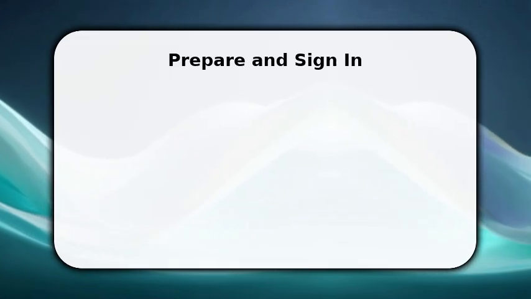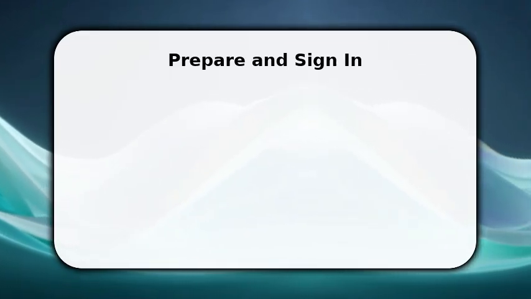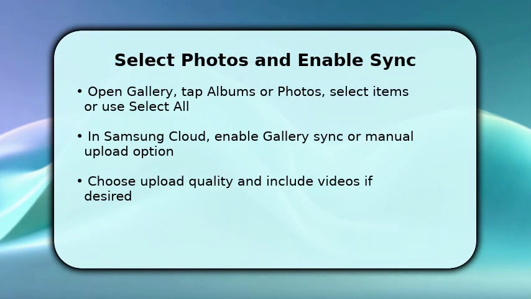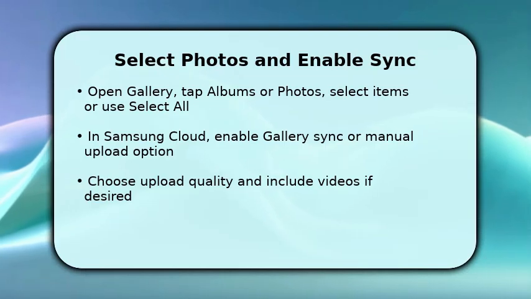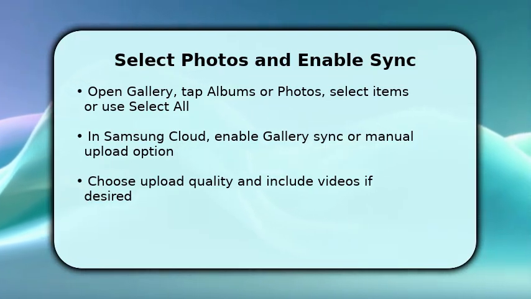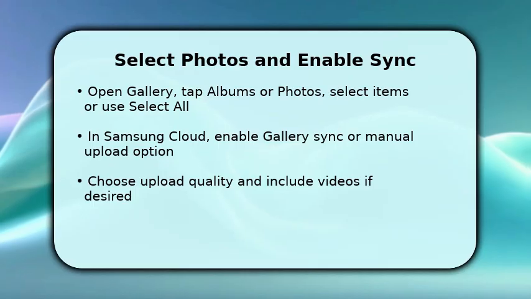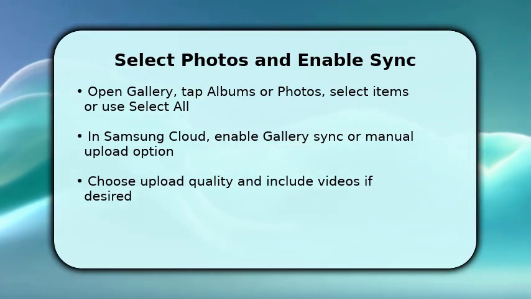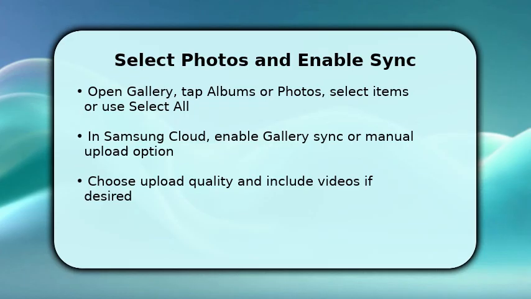Now that you're inside Samsung Cloud, move to selecting which photos to upload and enabling sync options. Once in the gallery, tap the album or view you want and use Select to pick individual images or select all for a full backup. This gives you control over what goes up. Then return to Samsung Cloud and enable Gallery Sync. If you prefer manual control, use Upload Now.